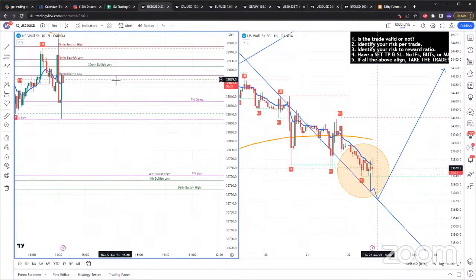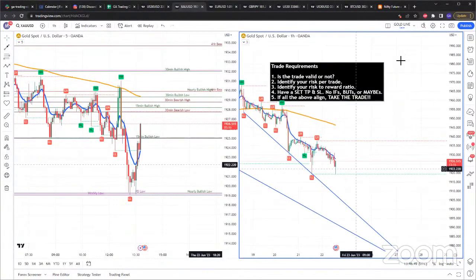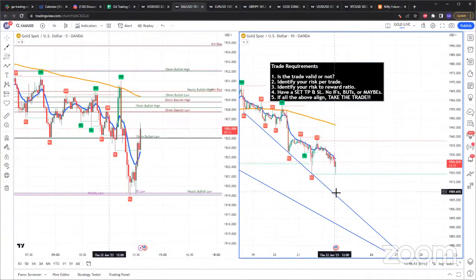So if it doesn't, then that's fine. I'm not hopping in any buys earlier. If it doesn't, then that's fine. Gold, if gold decides to go up from here, that's fine as well. But I know my target buy area on gold is 19.